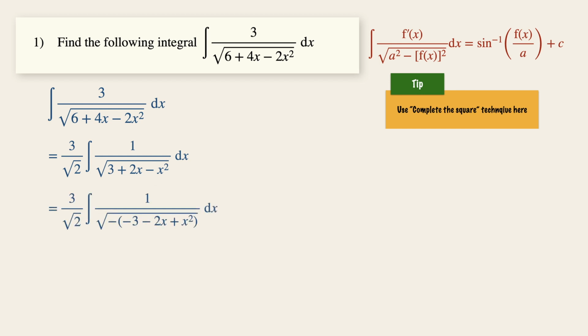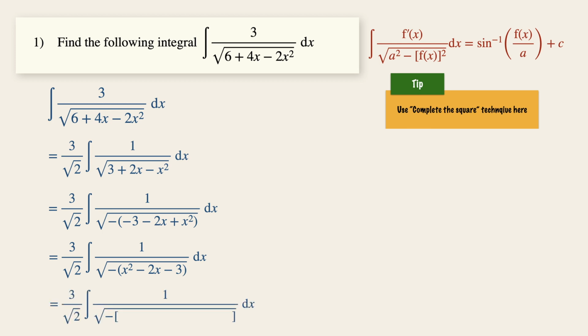Now, I'd always like to put it in descending powers of x when I'm completing the square. So this will give us x squared minus 2x minus 3. Now we can then start by dividing 2 from the coefficient of x, giving us minus 1. And then we include a minus 1 squared over here at the end. Now simplifying further, we will then have 3 over square root 2, integrate 1 over square root 4, minus x minus 1 squared with respect to x.